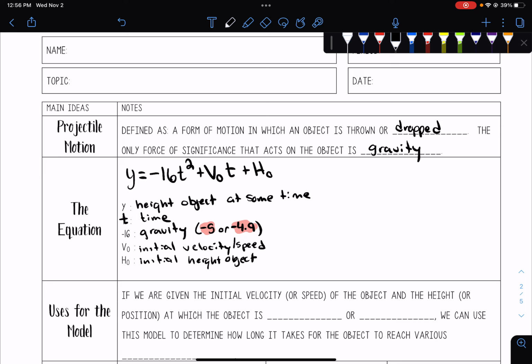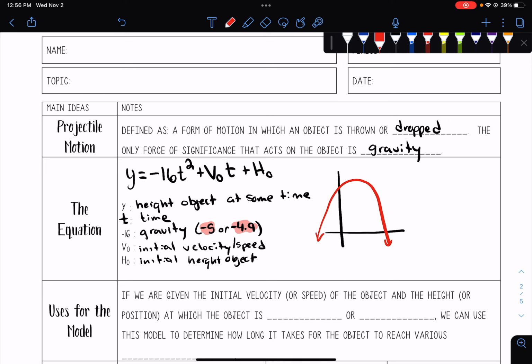All you have to do is type that equation into Desmos. And Desmos is going to give you a picture. It's going to give you a graph of the object moving through space, right? So if I were to graph this scenario, basically what's happening is there's an object going through space, and then it's coming back down, right? So my graph is going to look something like this.